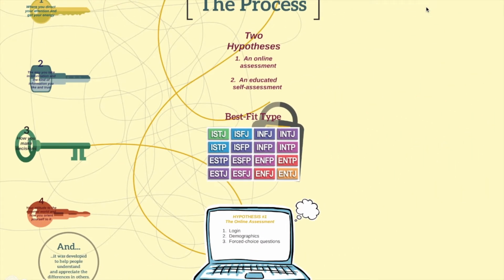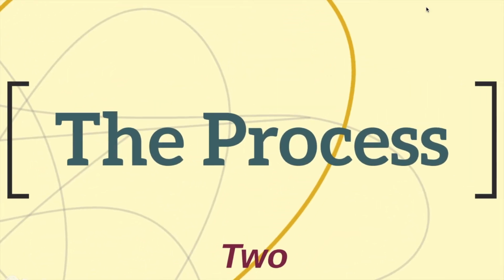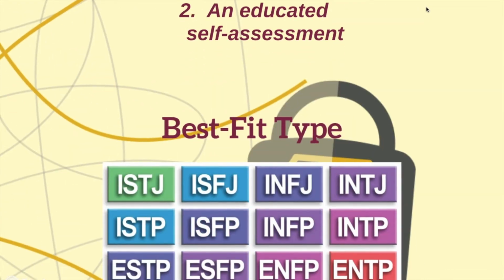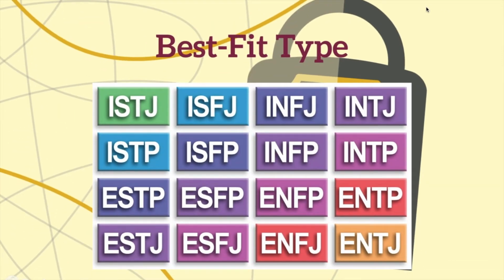So what does the process of taking the assessment actually look like? Unlike other assessments and tests that tell you what your type is, what we do with the Myers-Briggs Type Indicator is we create 2 hypotheses. The first is using the online assessment. So that's where you're going to take the online assessment and answer a few questions. And the second is an educated self-assessment. And we look at both of those things to figure out what your best fit type is.